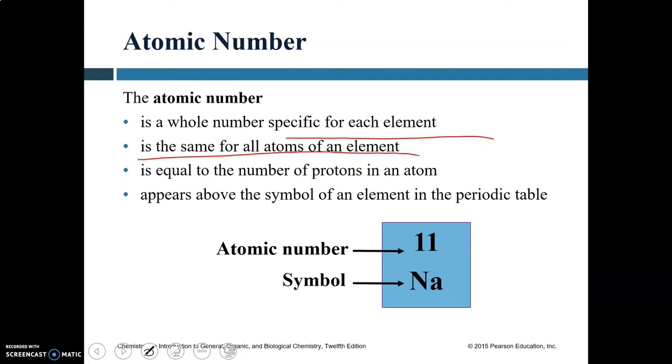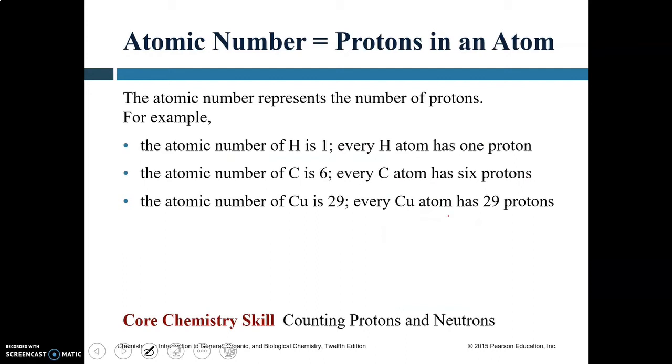And it means the number of protons in an atom. So atomic number is equivalent to the number of protons in an atom. It's written above the symbol in the periodic table. You can see it right here. And elements in the periodic table are arranged according to their atomic numbers, essentially according to the number of protons in the nuclei.